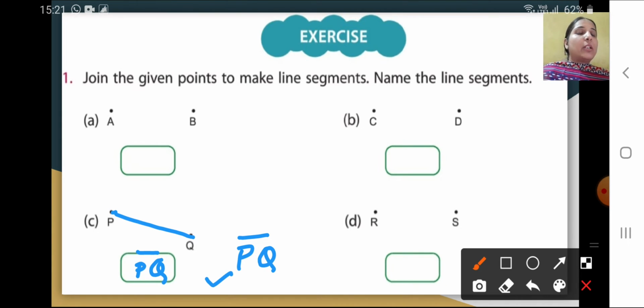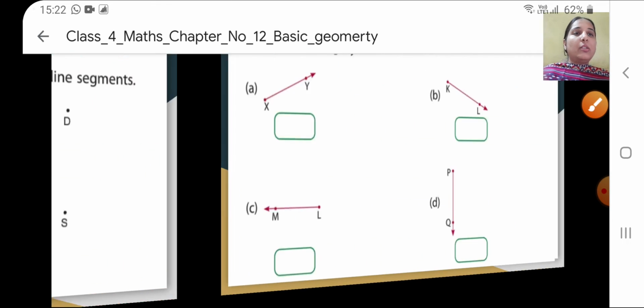Okay. Now question number D. You can see here 2 points, that is point R and point S. So here also again we will join it with the help of a ruler. First we will place our ruler exactly which will be joining the 2 points R to S, and then we will join them with the help of ruler. So now we will name it as RS, and like this we will draw a bar above that, RS. Okay? Understand? Okay. Now let's move to the next question.